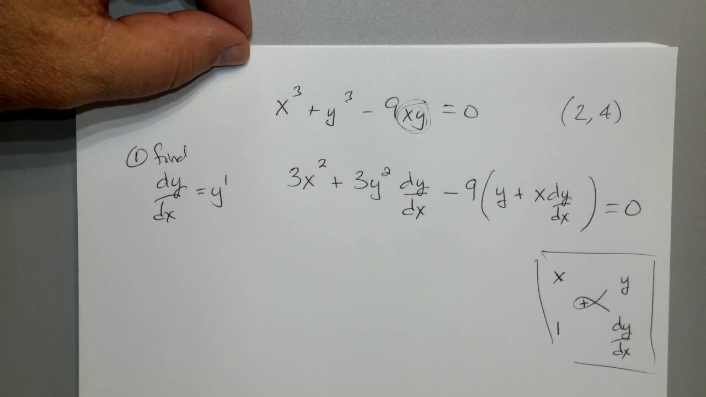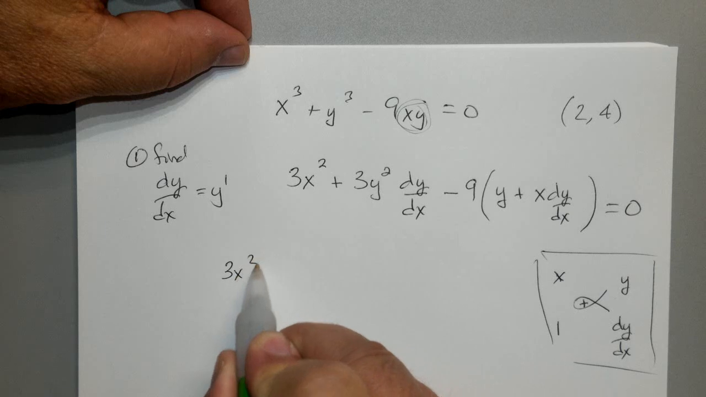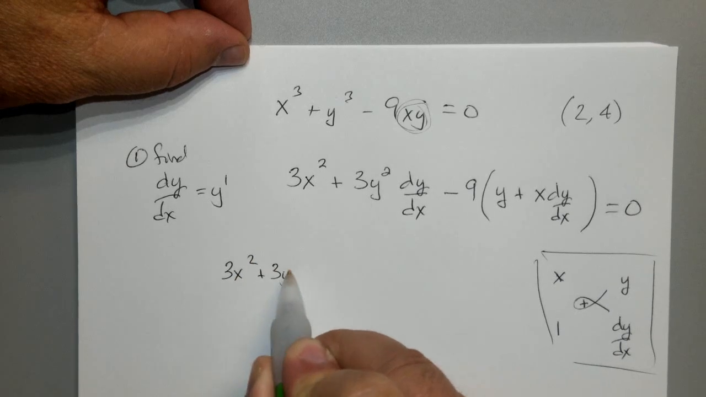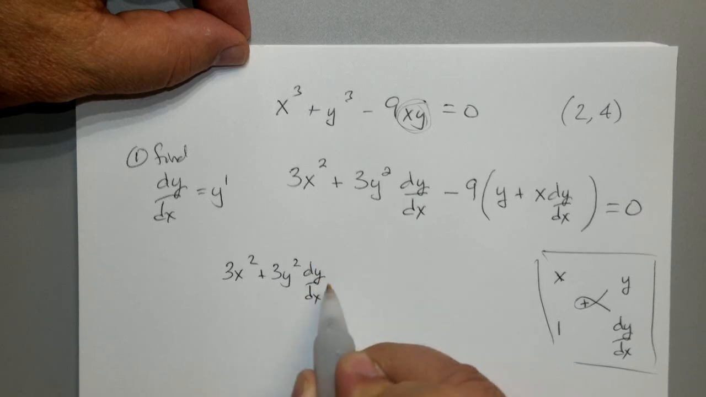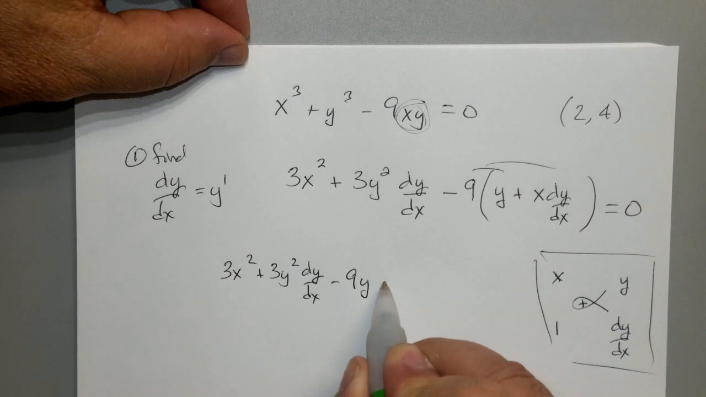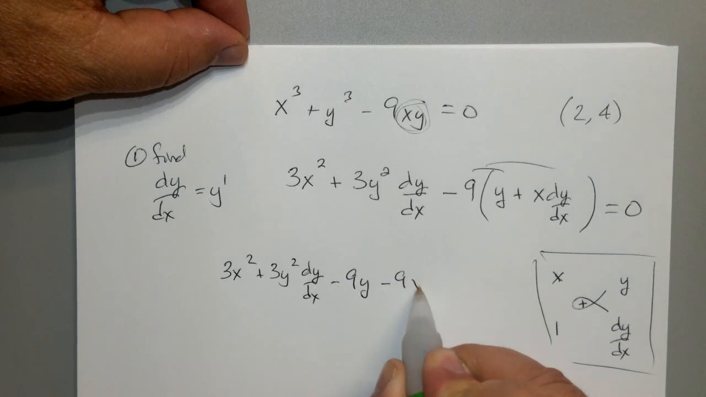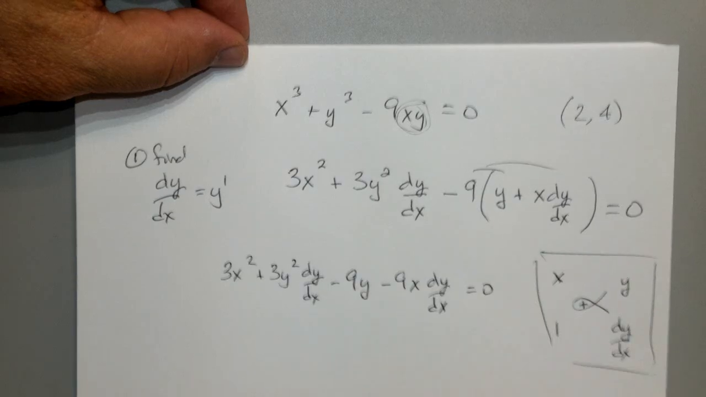I don't have too many warm and fuzzies seeing how many pencils moving now. Then what's my next step? Get rid of the parentheses. Yeah. So we have 3x squared plus 3y squared dy/dx minus 9y minus 9x dy/dx equals 0.